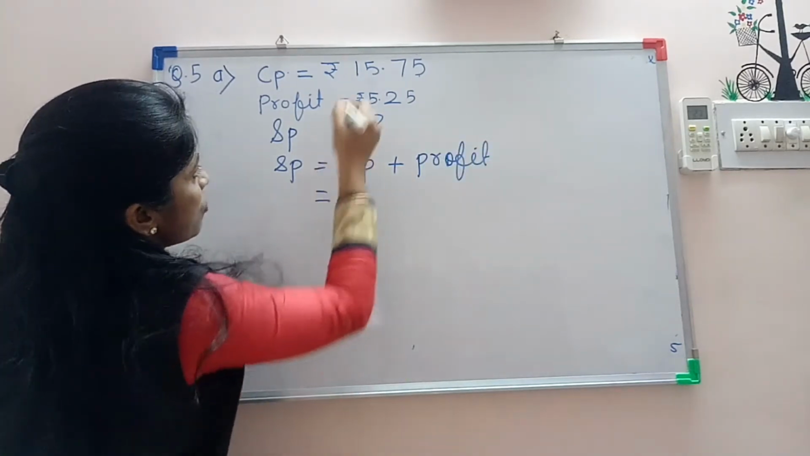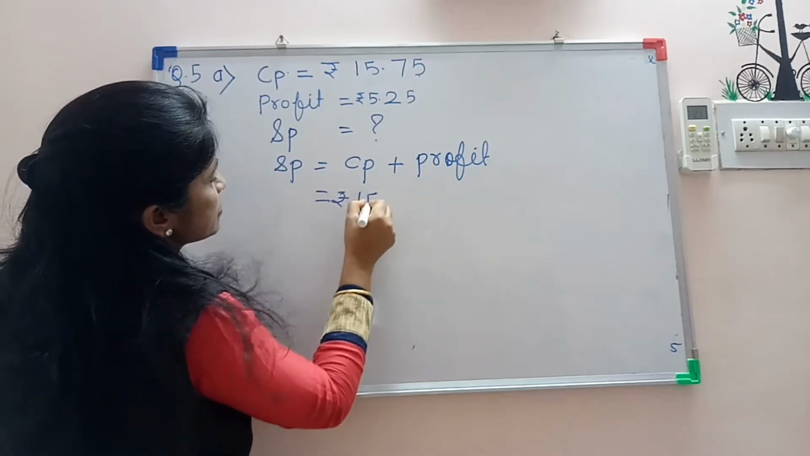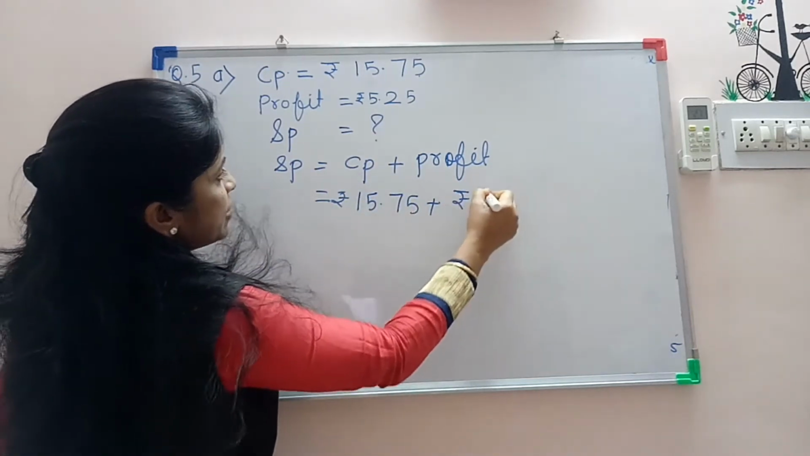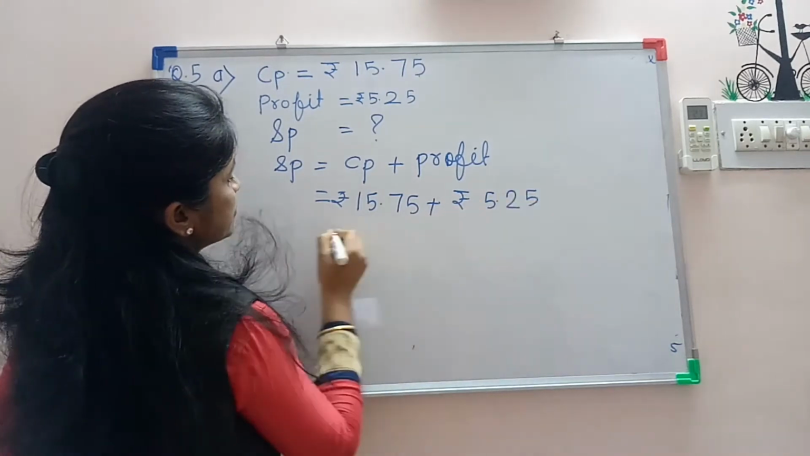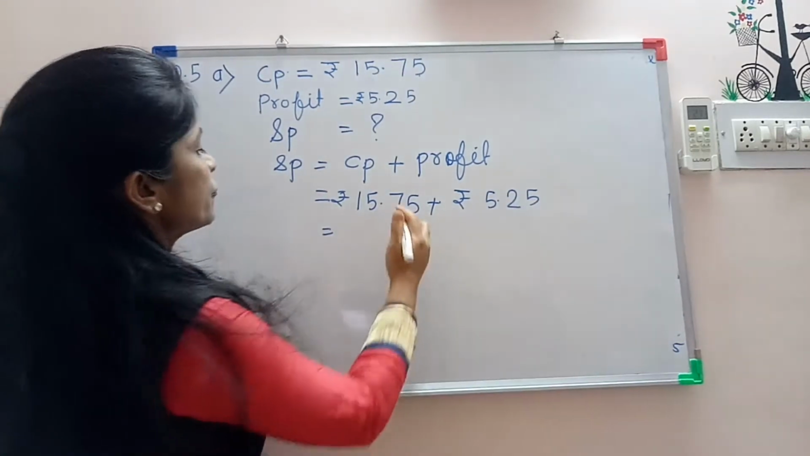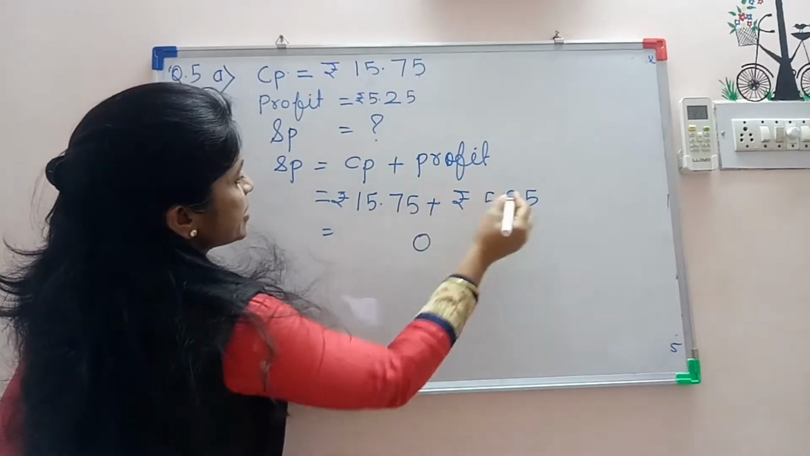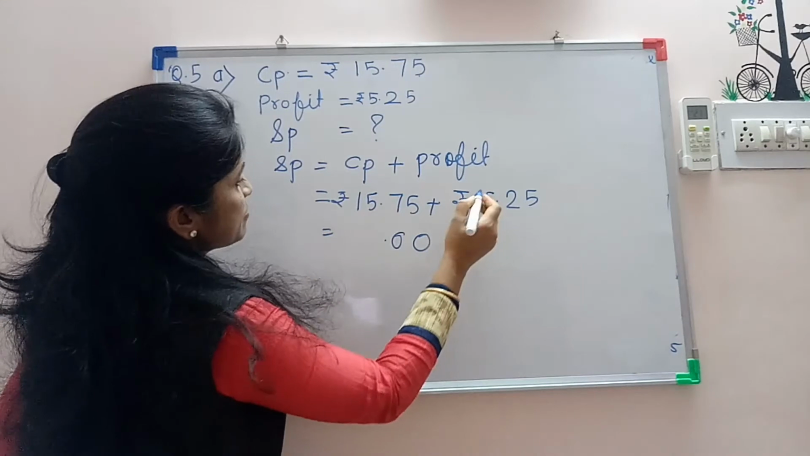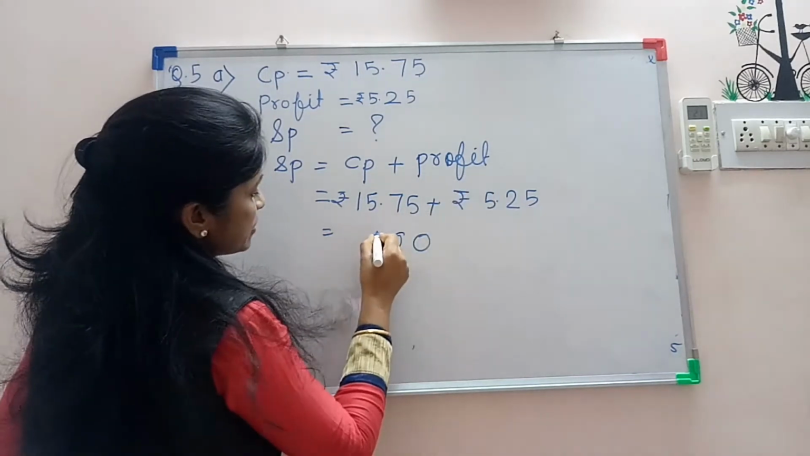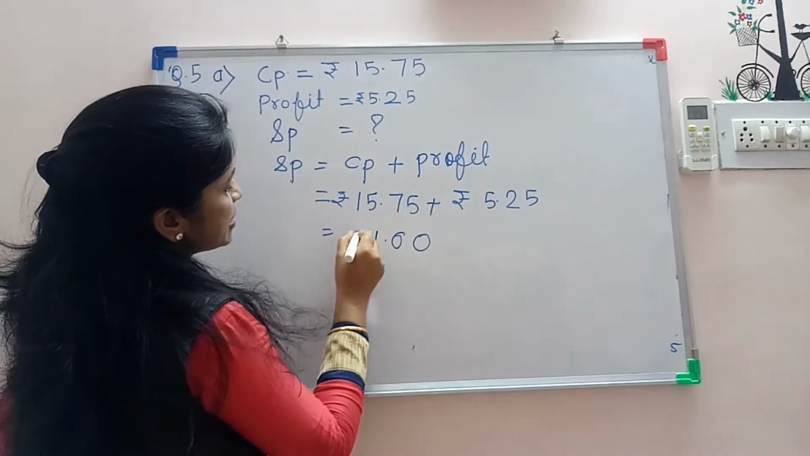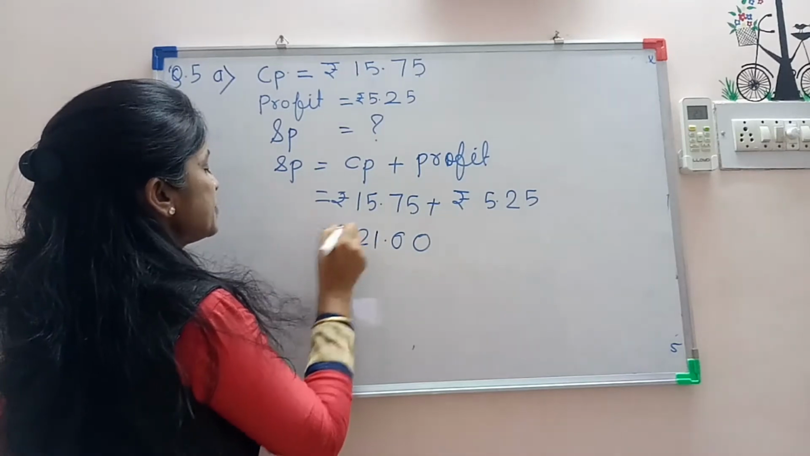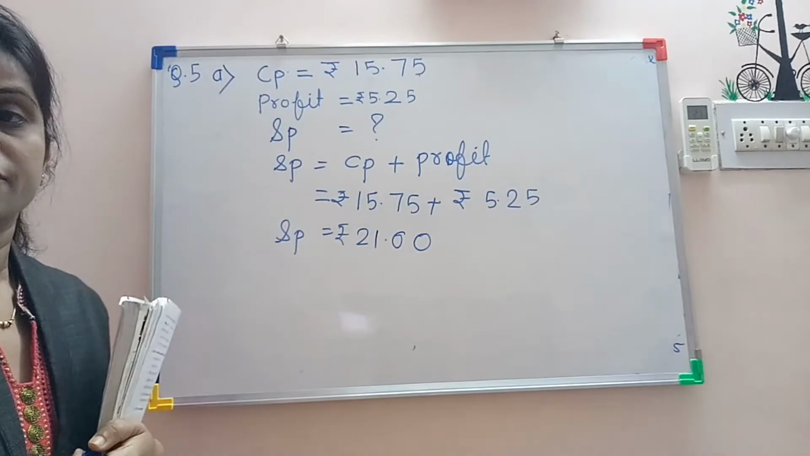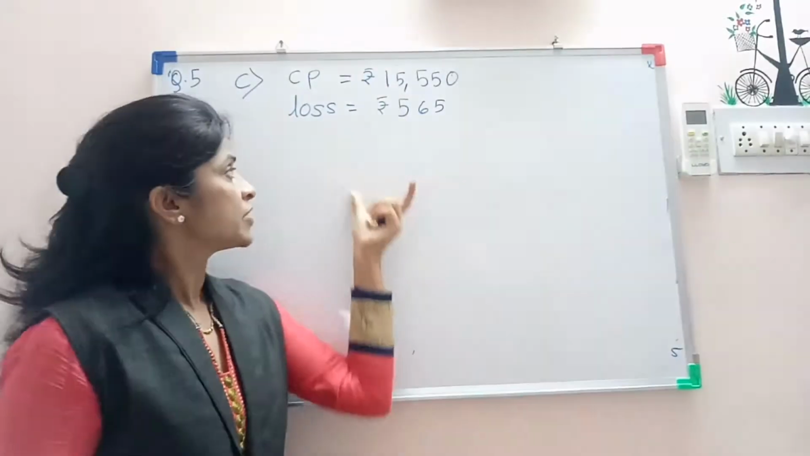Now what cost price is given, rupees 15.75 and profit rupees 5.25. We have to add this. 5 plus 5 is 10, 1 carry, that becomes 10, again 1 carry, 5 plus 5 becomes 10 and 1 carry 1, that becomes 11 and 1 carry, that becomes 2. That means here selling price is equal to rupees 21. Now students, see one more example.